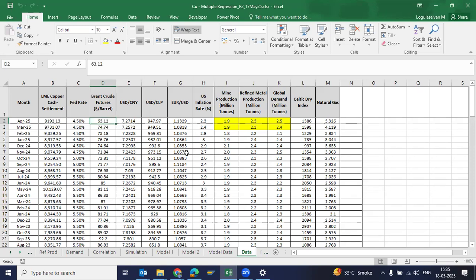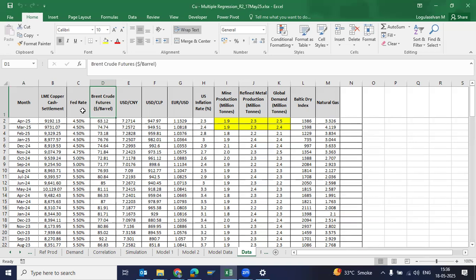So here we have collected the data on monthly basis, like LME of copper and other factors which could impact the LME prices, like freight rate, US inflation, USD/CNY, Brent crude, Baltic Index, natural gas. And again the copper mine productions, refined copper production, then what is the demand. So all these stuffs we have considered, and we feel that these are the factors which are affecting the copper LME.